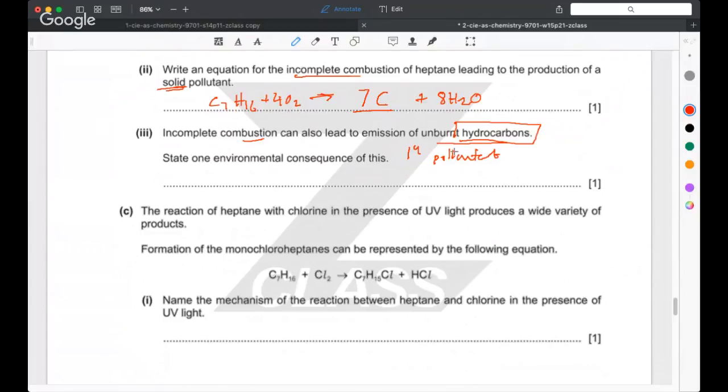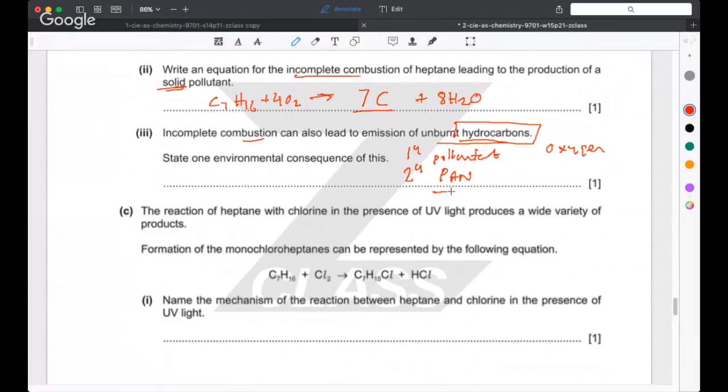Now, when it gets in the atmosphere, it reacts with oxygen radicals in the atmosphere and forms a secondary pollutant. So that's a pollutant that is derived from the primary pollutant. So with oxygen radicals in the atmosphere, this primary pollutant goes on to form a product, the secondary pollutant, and that is called a peroxyacetyl nitrile.